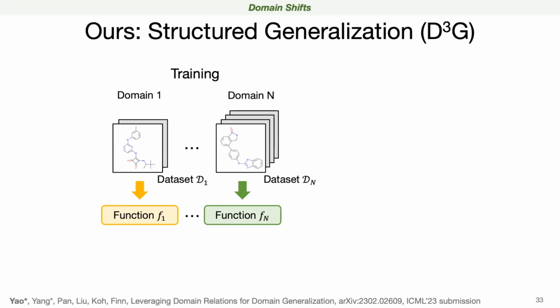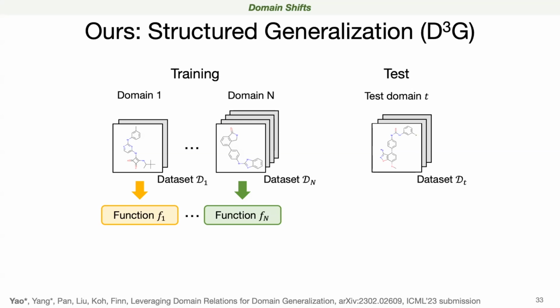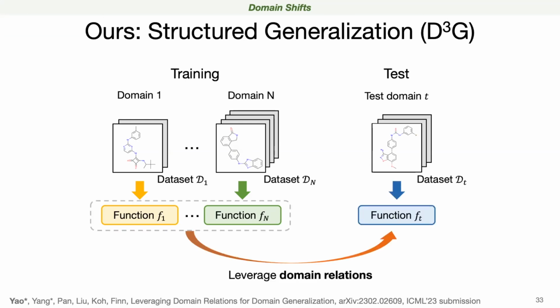To resolve these two challenges, we propose D3G, a structured generation method, where we essentially leverage meta information from the test domains to bridge the gap between training and test domains. I will first present the overview of D3G and then explain how D3G helps resolve these two challenges. We now have the training data, and every training domain has its own domain-specific function. When we have a new test domain T, we aim to leverage these training domain-specific functions to build the test domain-specific function by leveraging some domain relations.